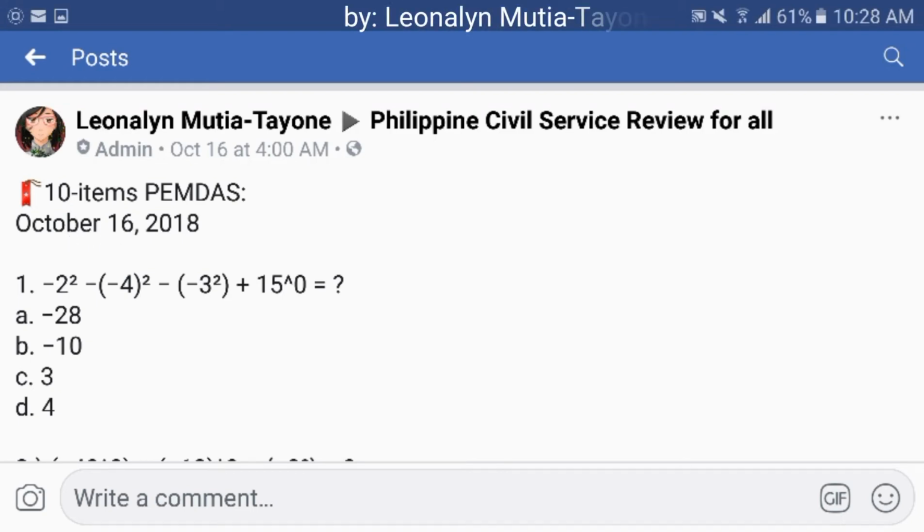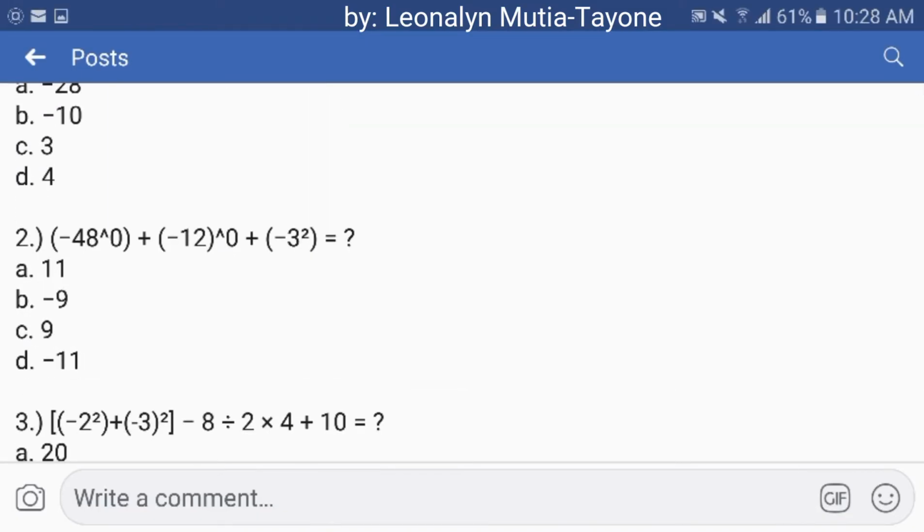Now let's answer this 10 items PEMDAS quiz. If you haven't answered them yet, solve them first before you see our solutions. Number 1 appeared in the civil service exam. So, you can pause every item so you can solve them first.